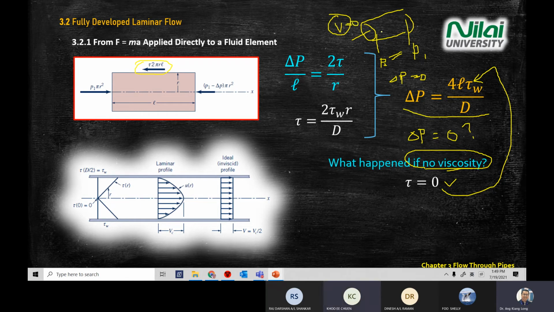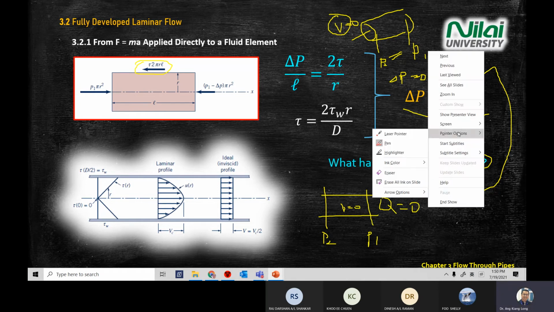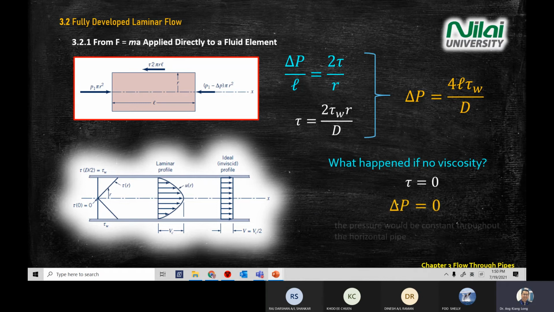It means inside the pipe, the fluid will not flow. For a horizontal pipe, if your P1 equals P2, there will be no flow. The flow will be stagnant. Be careful when there's no viscosity. V is 0, or we can say Q, the volume flow rate, will be 0. Okay, so these are some concepts you need to know. So delta P is 0, so constant.